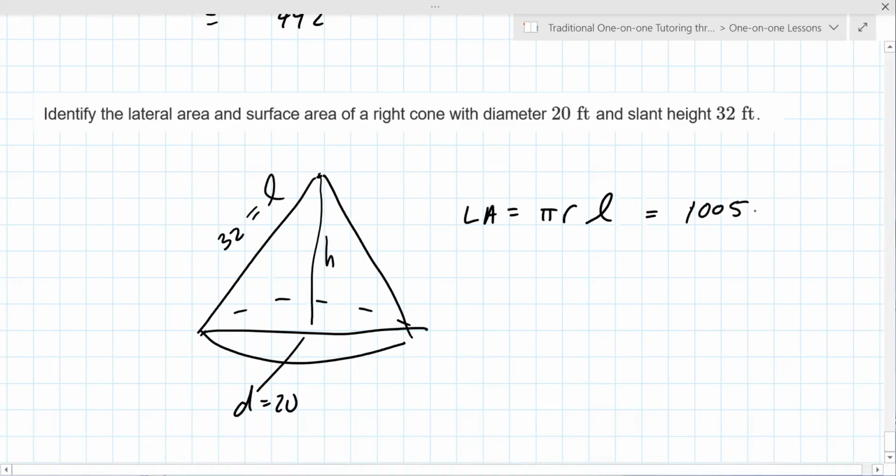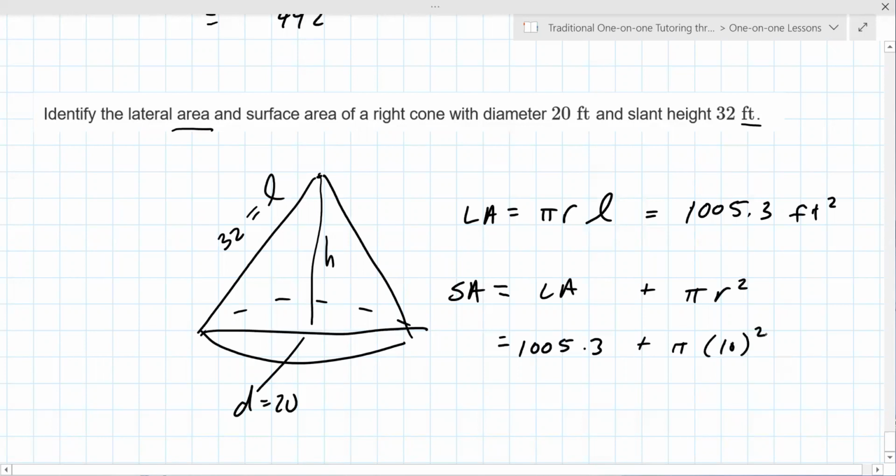$1,005.3. What are the units of area this time? Feet squared. Perfect. So the surface area adds to the lateral area. It's the lateral area, which is 1005.3, plus the area of the base, which is a circle. So it's going to be pi 10 squared. Okay. $1,319.5. Fantastic.